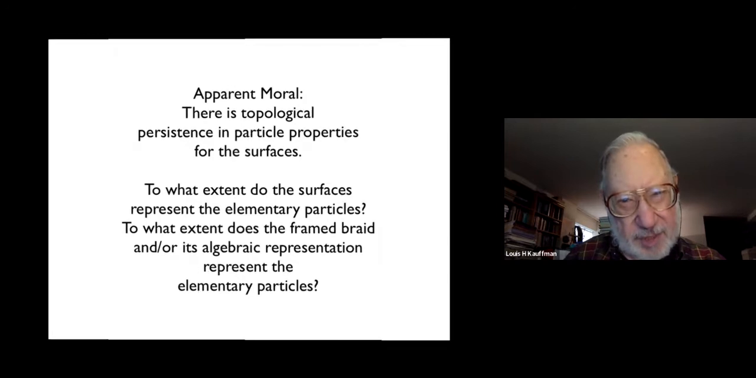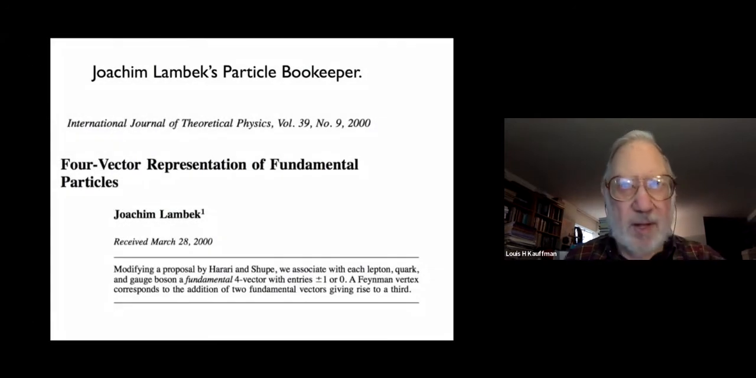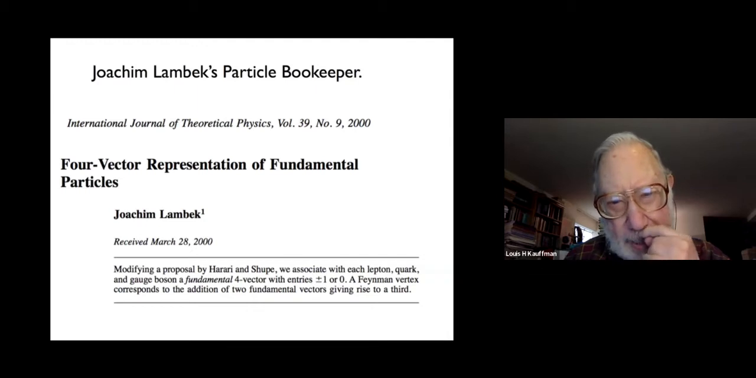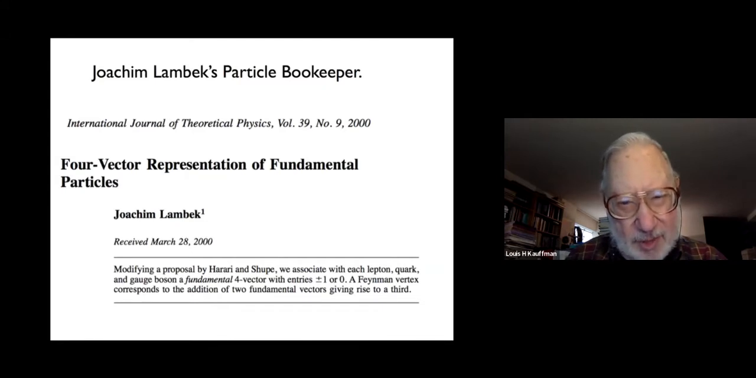It's an interesting question. And now I get to another thing. This is a very intriguing paper by Joachim Lambek, who may be known to you as a category theorist, but he was interested in physics as well, and language. He had a lot of interests. His paper is entitled Four-Vector Representation of Fundamental Particles, and I think it's nice to carry a copy of the chart in this paper with you if you're thinking about elementary particles. I'll show you why.